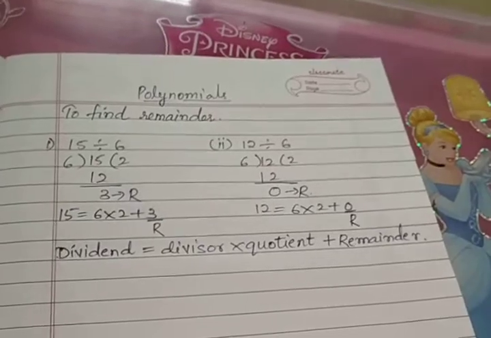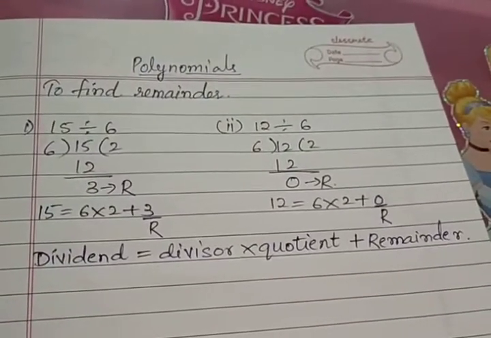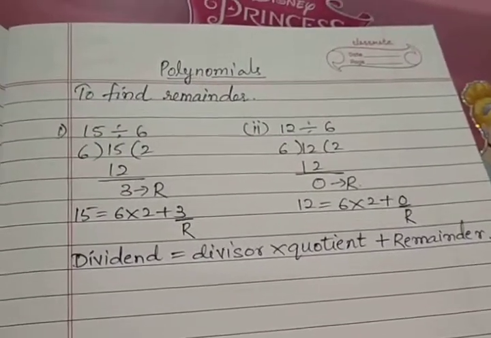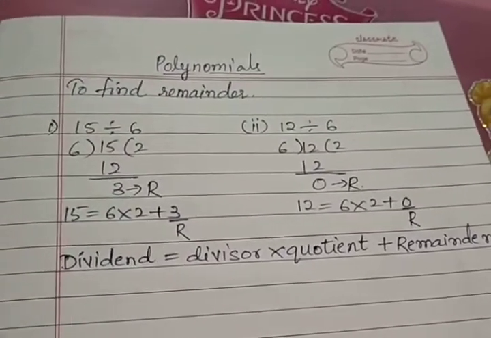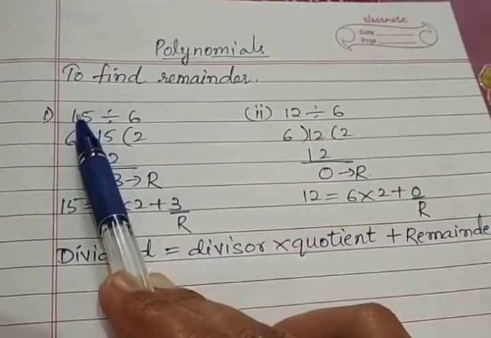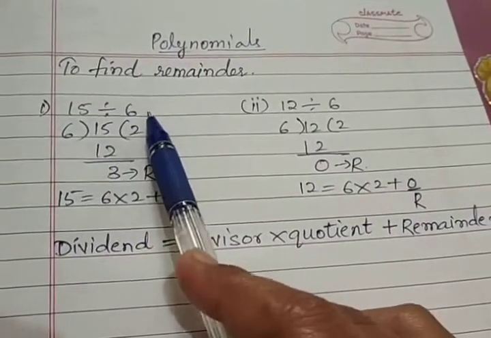Today we are going to learn to find the remainder of polynomials when one polynomial is divided by another polynomial in the chapter Polynomials of grade 9. Before that, let us see how we find the remainder when any number is divided by another number.